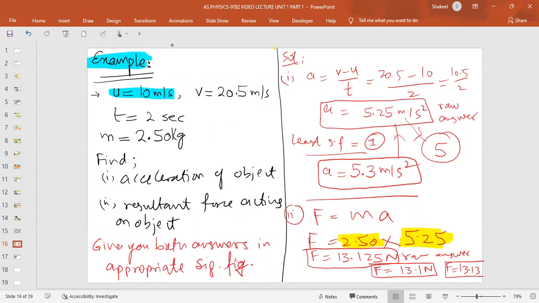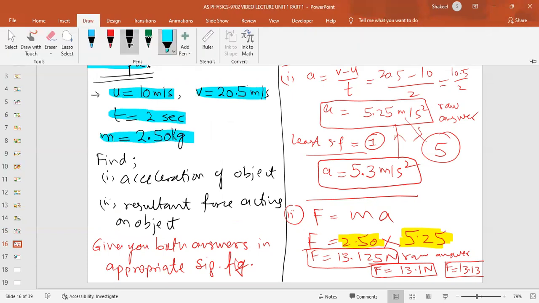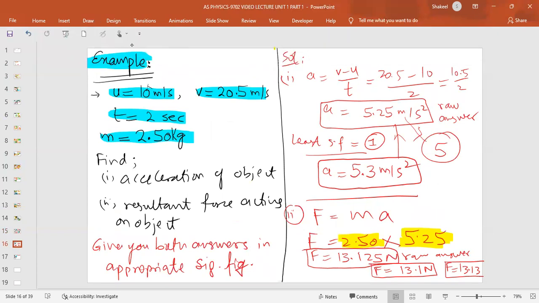Let's say initial speed is 10 meter per second, final is 20.5, and time is 2 seconds, and mass of the moving object is 2.50. So now see how many sig figs are there. This 0 is not significant, so this is having 1. This 0 is significant, so this is 3. There is only 1, and this 0 is also significant, so there are 3. So the least significant figure in the raw data is actually 1.